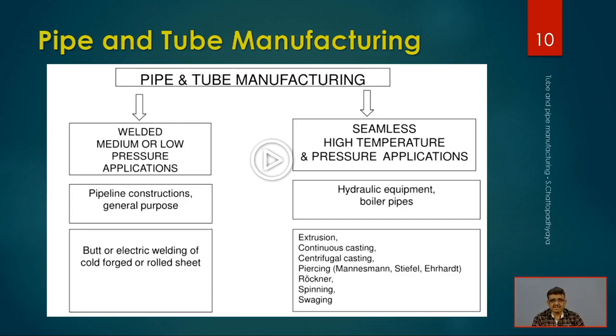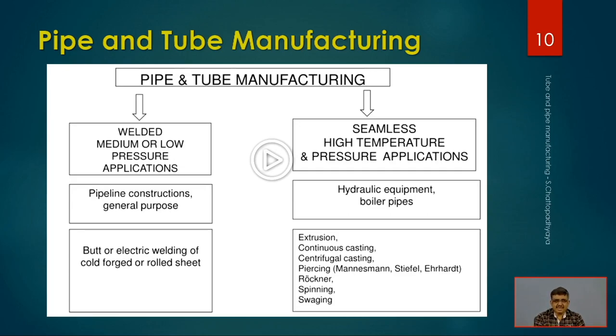But for seamless things, they are there for high temperature and pressure related applications, because at high temperature, maybe the welding joining may not be great, reliable, and in high pressure situations also. So those welded constructions are important, are followed widely in pipeline constructions with general purpose where criticality is not there.